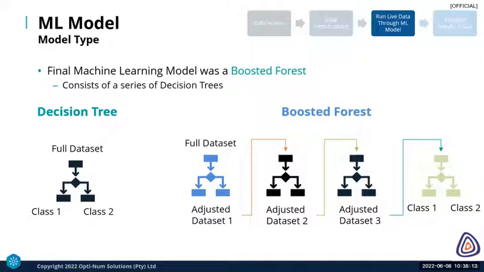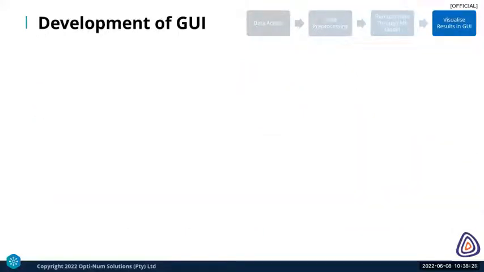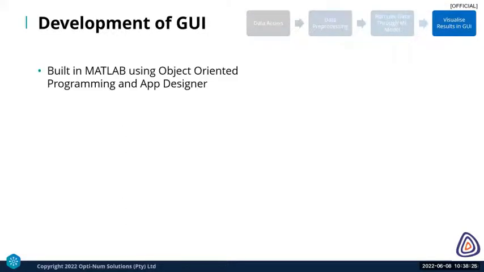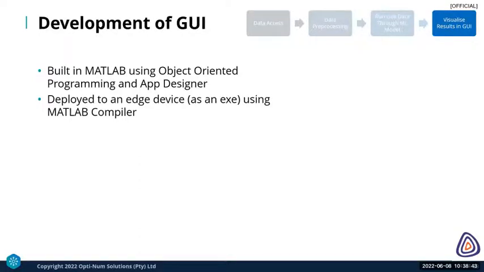Okay, so moving on from there. We've got our data pre-processing and we've got our model. And now we are moving on to the development of the graphical user interface. This is what the operators actually saw. Once again, this end-to-end workflow was built in MATLAB. Everything from data access to deployment was all in MATLAB, using object-oriented programming and the MATLAB App Designer. And this particular one was deployed to an edge device as an executable file using MATLAB Compiler.